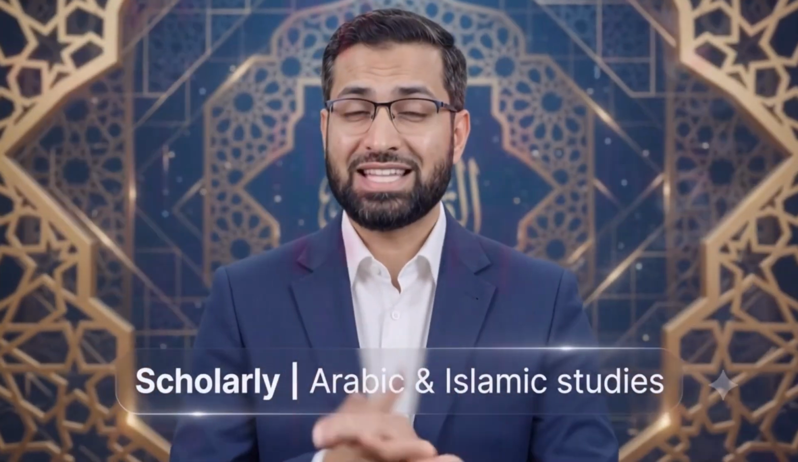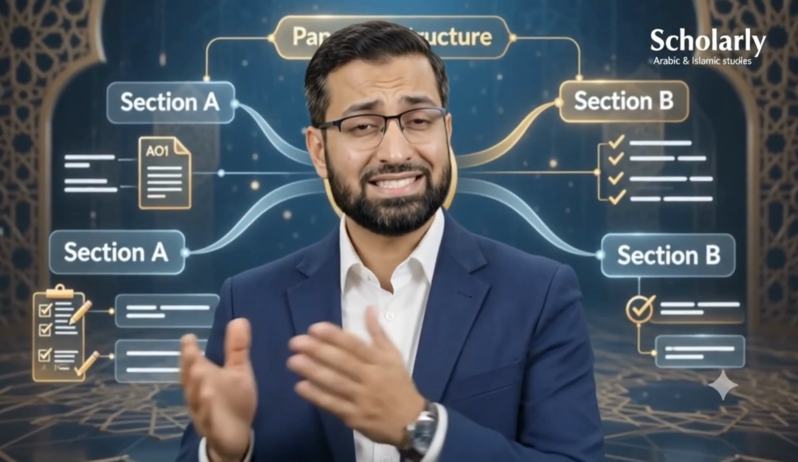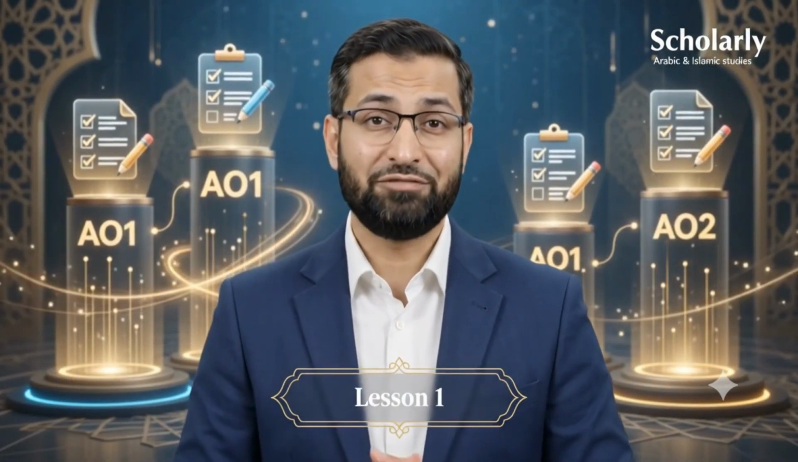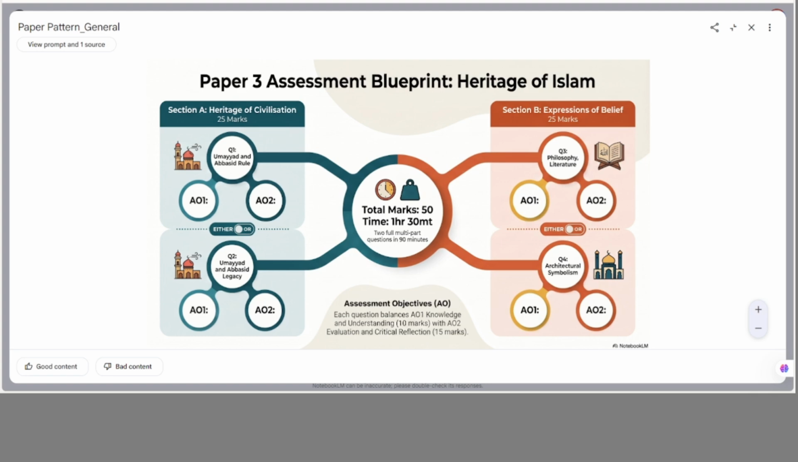Confused about A Level Islamiyat Paper 3? Many students know the topics but struggle to understand the structure of the paper and the difference between AO1 and AO2. In this lesson, we'll break down the entire Paper 3 structure, explain Section A and Section B, and show you how to approach AO1 and AO2 questions effectively. Let's begin with Paper 3 first.